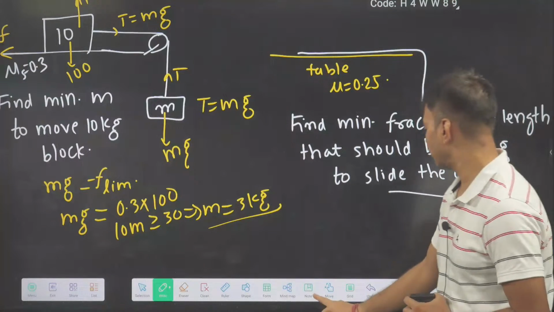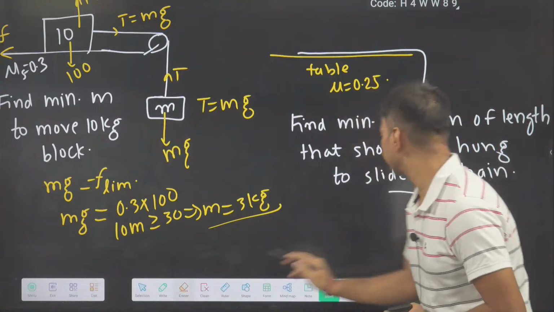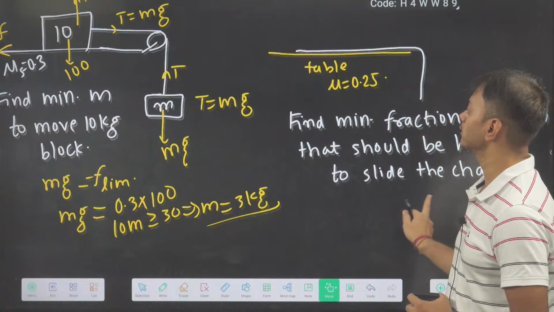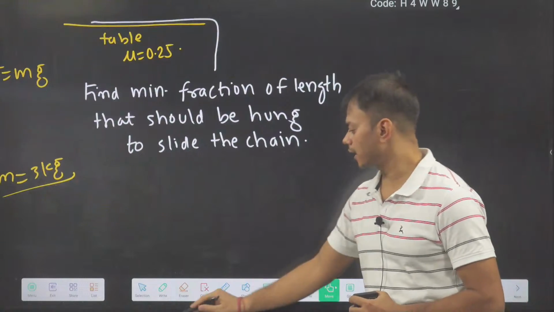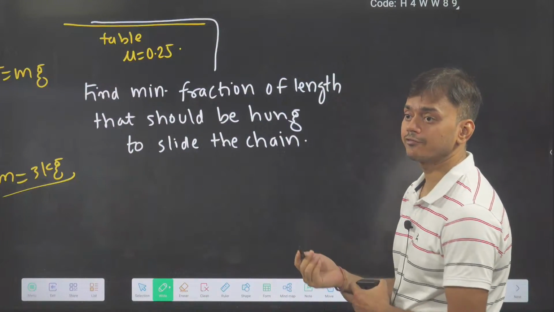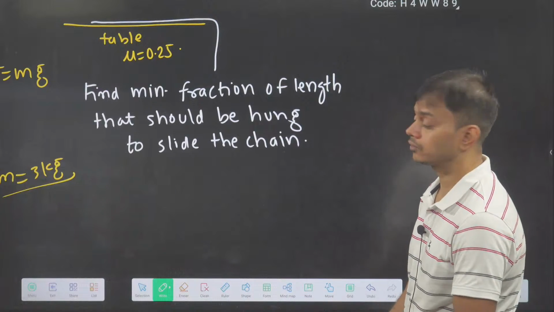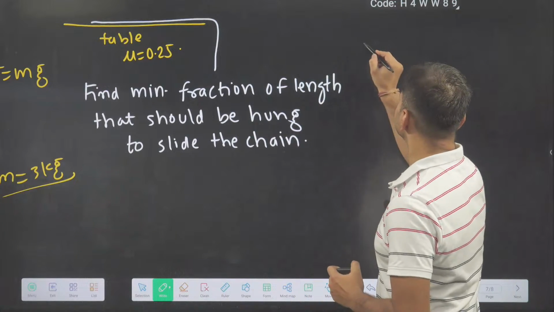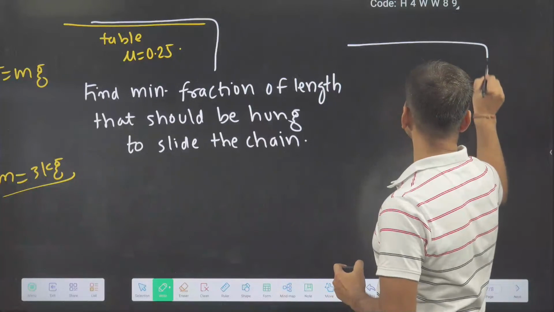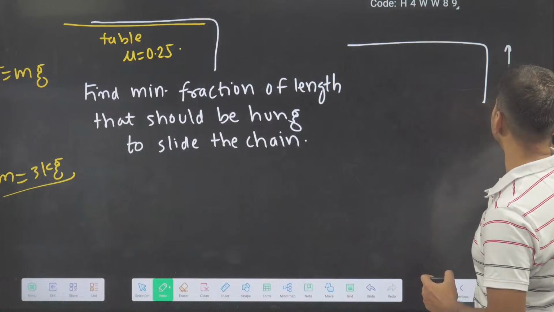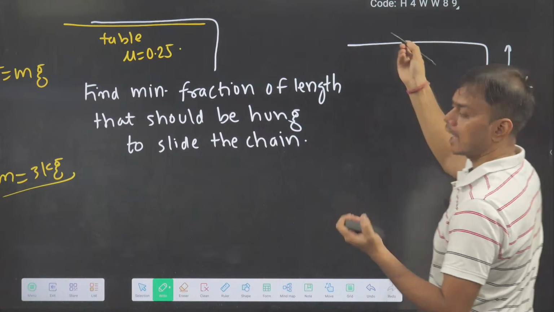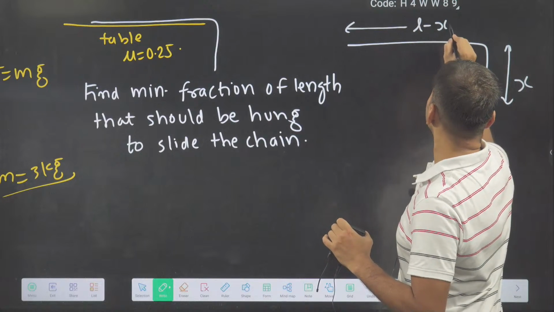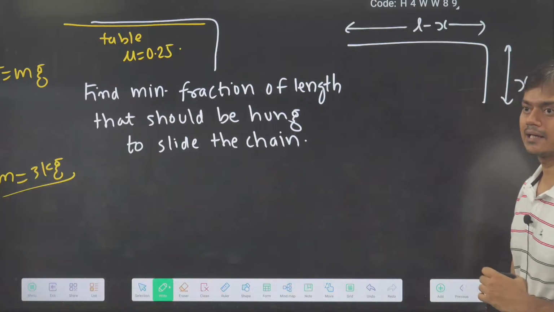How should I think? They are asking for the condition so that motion has just started. I will again say that the driving force should be equal to the maximum opposing force. Now, who is driving? The chain is hanging. Suppose this x length is hanging. I am assuming the total length to be L. So the length above the table is L minus x.